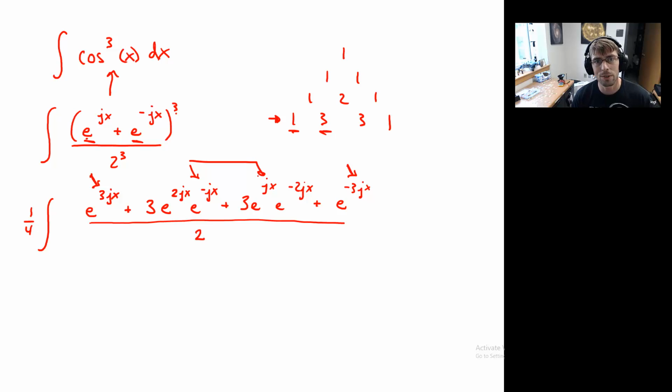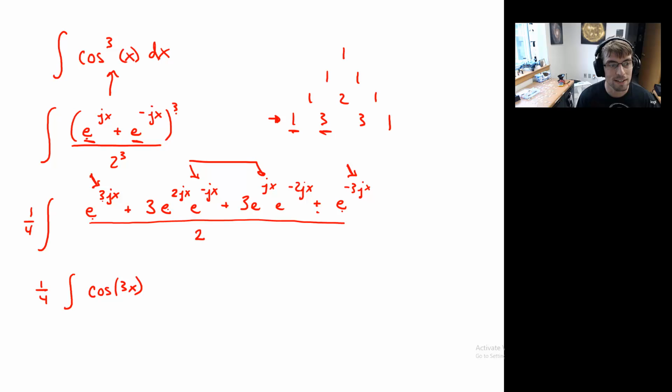I used Euler's relation to turn cosines into e to the jx's. Now I'm going to go back the other way. So look at this. What does this give me? This gives me the integral of e to the 3jx plus e to the negative 3jx over 2. That's just cosine of 3x, right?